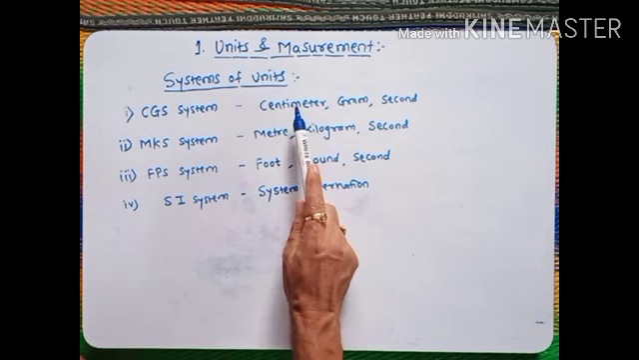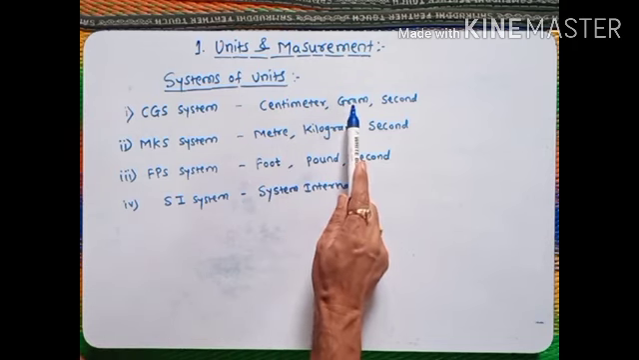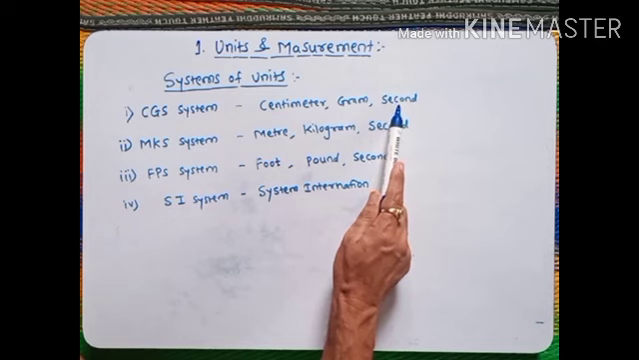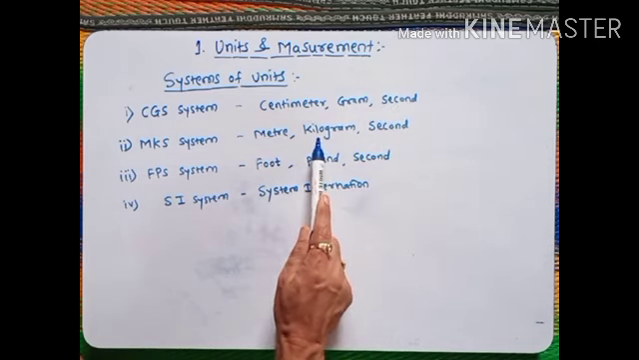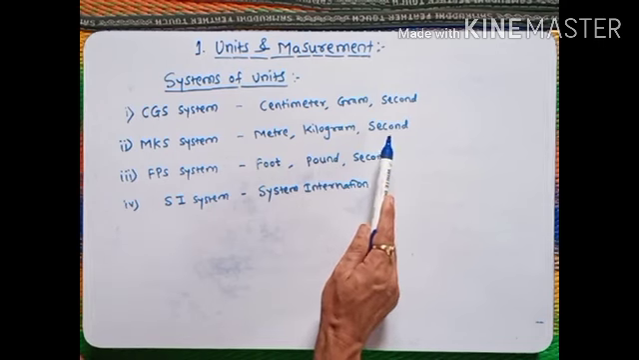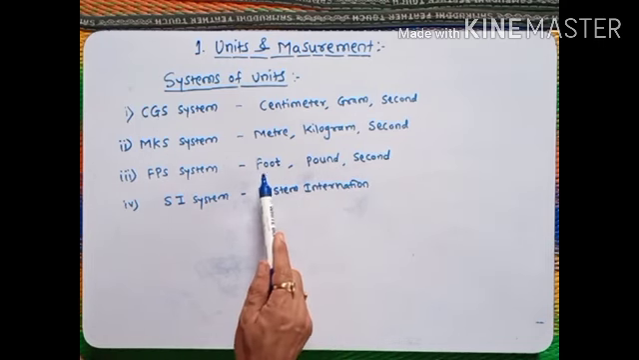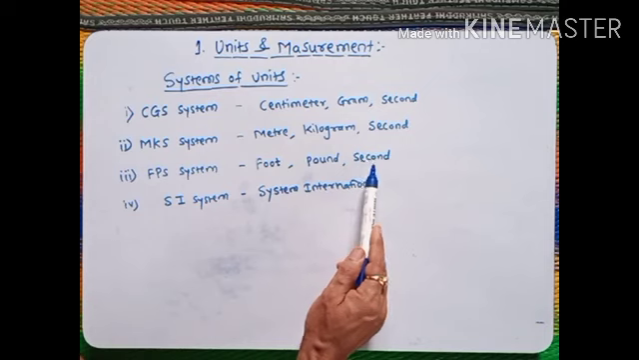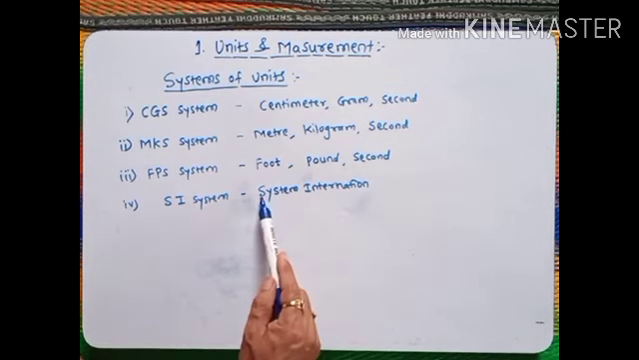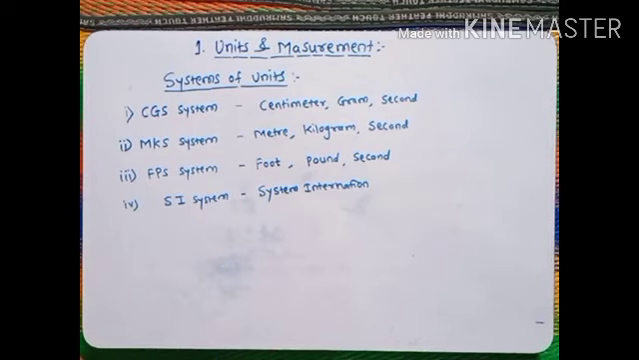That means in CGS, length is measured in centimeter, mass is measured in gram, time is measured in second. In MKS, length is measured in meter, mass in kilogram, time in second. In FPS, length is measured in foot, mass in pound, and time in second. And the System International is very close to the MKS system. All these are the four systems of units.